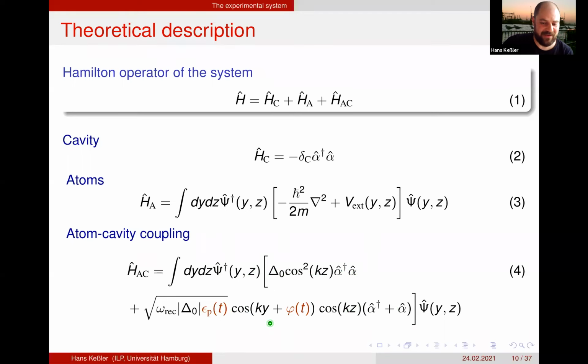And what we have in addition now implemented in our experiment, but I cannot show the results today because we are a bit limited in time, is that we can modulate the phase. So we can modulate the amplitude, and we can even shake our lattice.